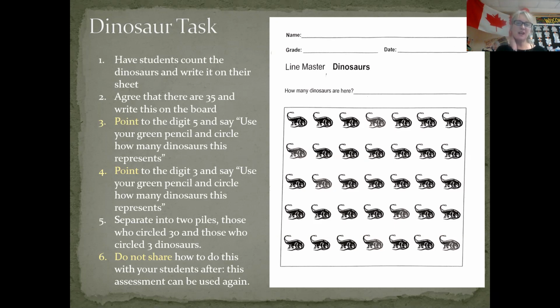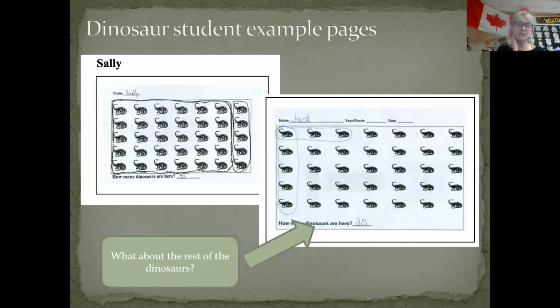And on this one, people say, oh, I feel like I'm tricking them. You're not tricking them. If they can't do it, they really don't understand the place value.